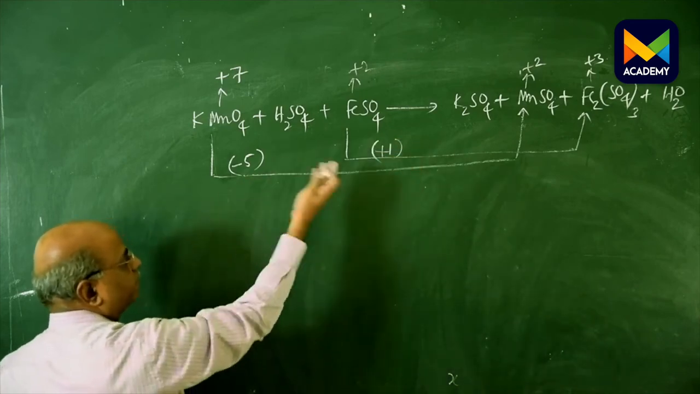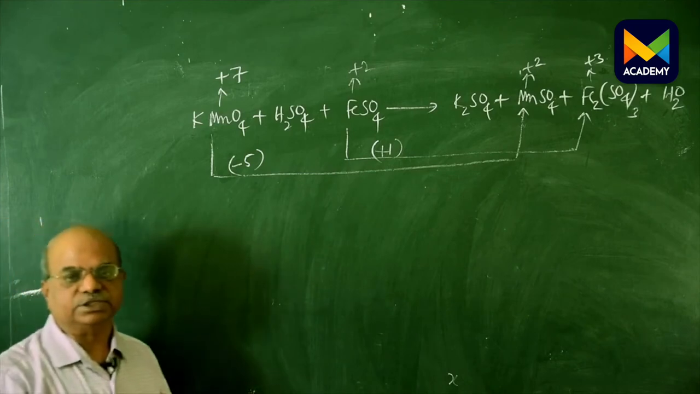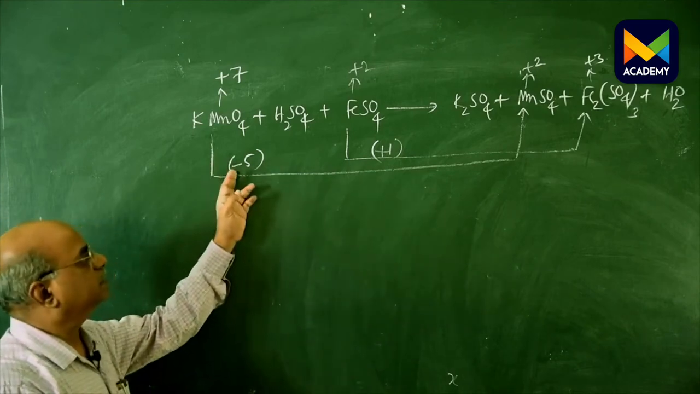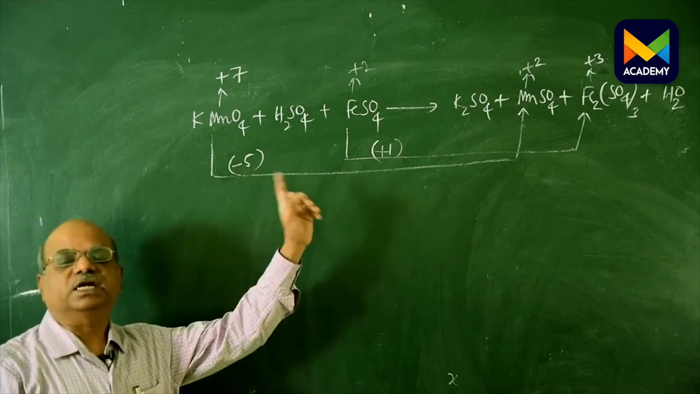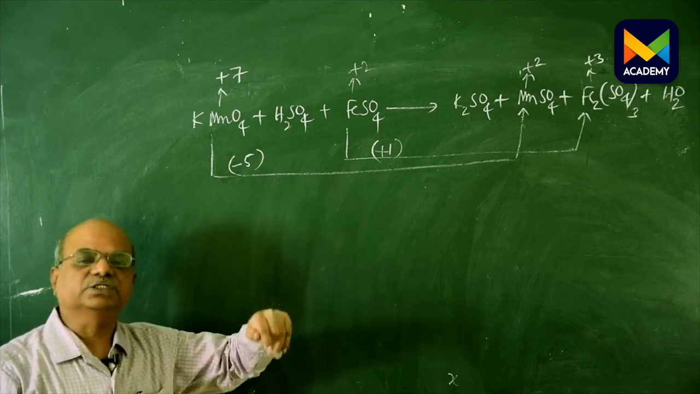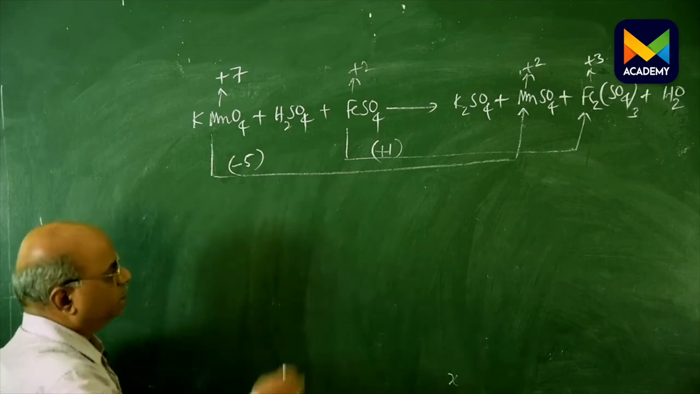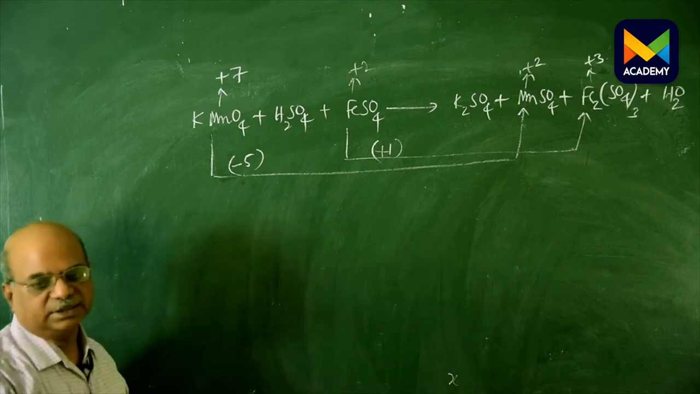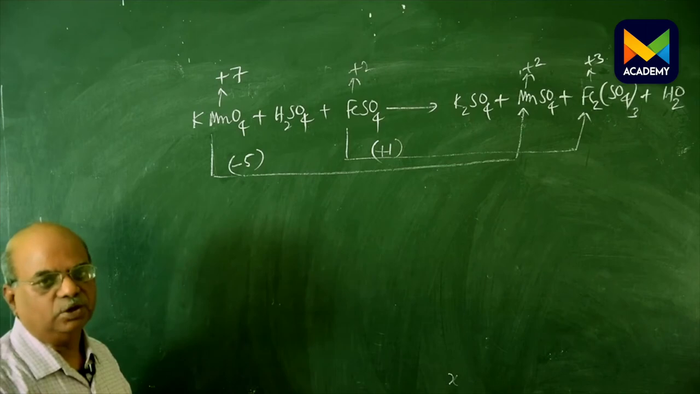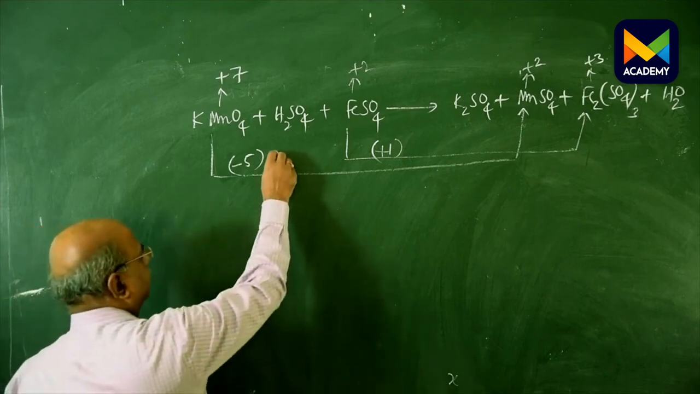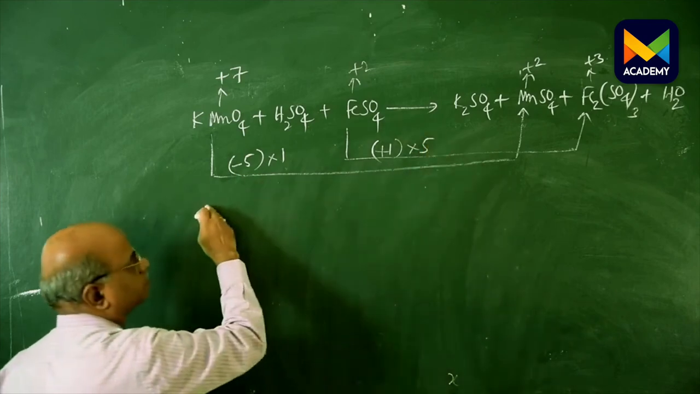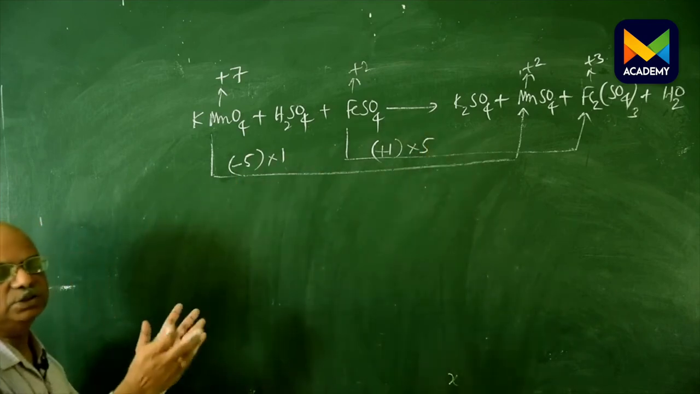So now after identifying the change in oxidation state, you can see one value increases, one value decreases. The one increasing, iron, is undergoing oxidation, acting as a reducing agent. The one which decreases is undergoing reduction, acting as an oxidizing agent. Then we have to equalize the increase and the decrease in oxidation state by cross multiplication or multiplying with a suitable integer. Here if I multiply this with 1 time, this with 5 times, then this becomes minus 5, that becomes plus 5. Now these two are equal.